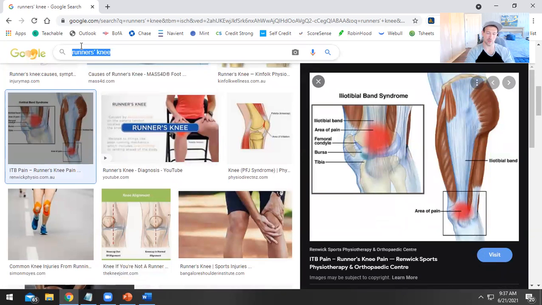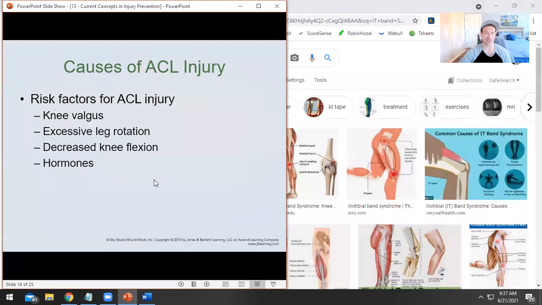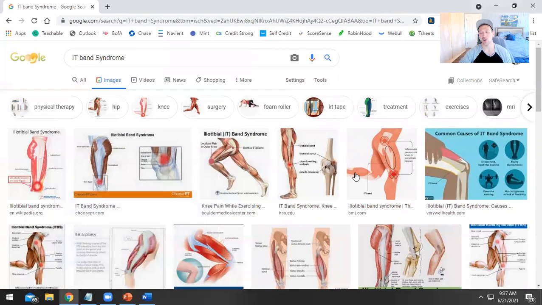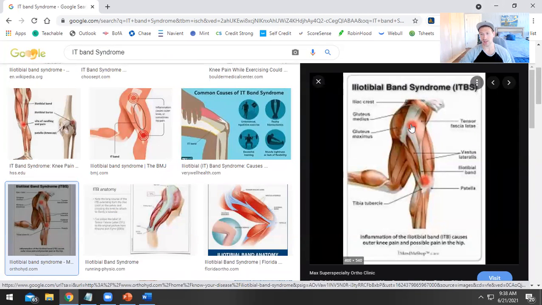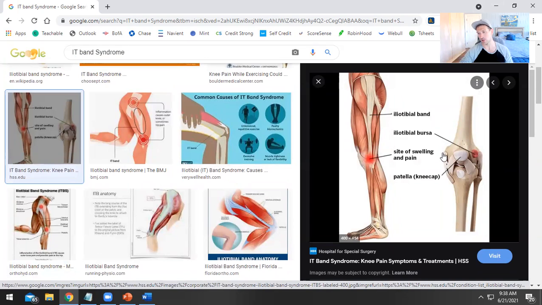So IT band syndrome, runner's knee, runner's hip. Oh, that's right. Maybe it actually comes up in the hip section. Nope. Okay. So runner's knee, runner's hip. You will get a rubbing, burning, achy sensation on the outside of the hip here, or a rubbing, burning, achy sensation on the outside of the knee there. If your IT band gets really tight, your IT band has to wrap around this lateral condyle here. And so it'll actually rub on the outside portion of the femur there. That rubbing sensation can cause swelling and pain and just inflammation.